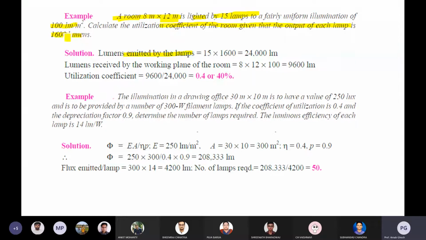Lumen received by the workspace is given, that is 8 into 12, which is already given. So area A is given and 100 lux for uniform illumination, E into A. In the last to last class we discussed E into A cos phi. That formula was there.